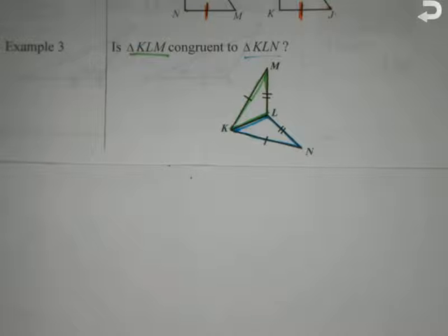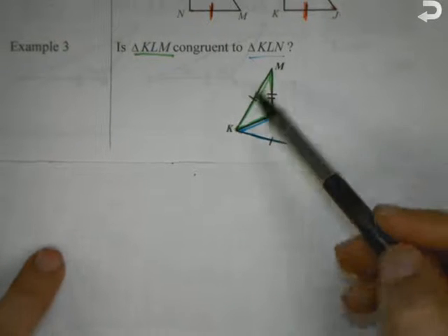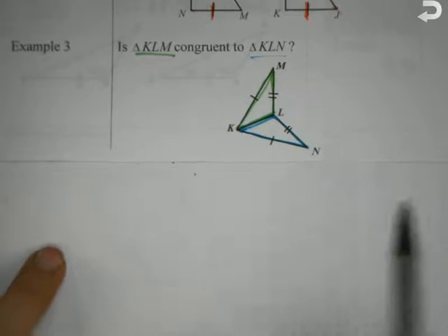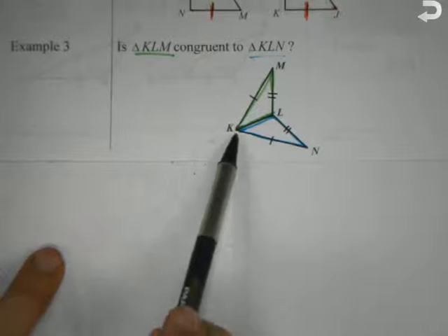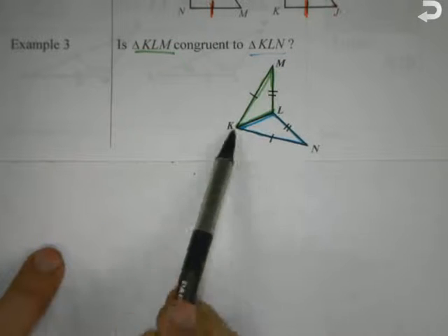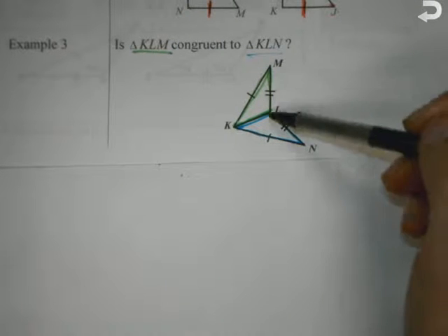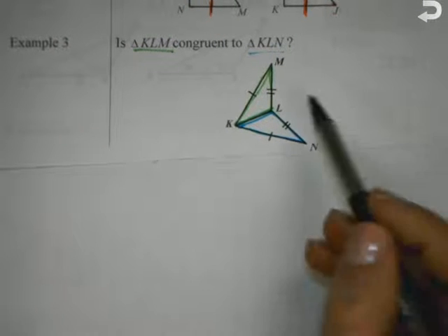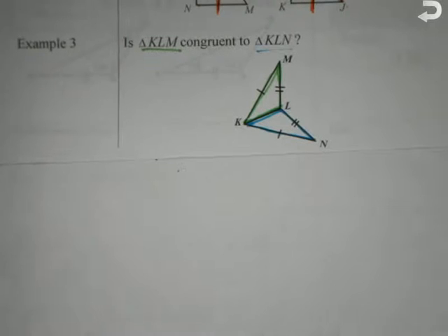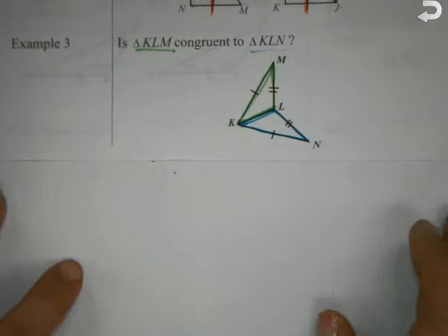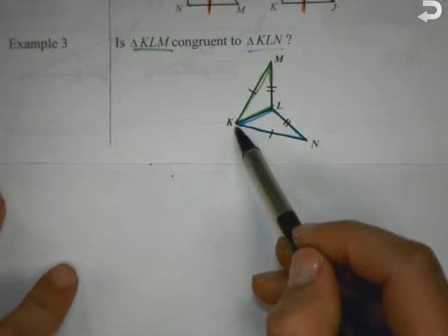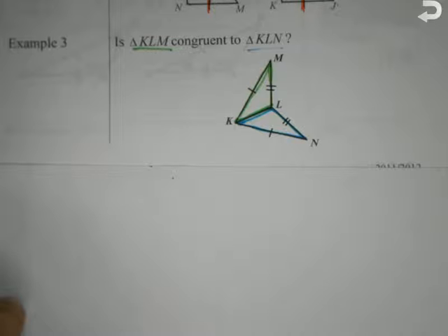KM is congruent to which line? KM and KN, right? So that's one side that is congruent. ML is congruent to LN, so that's two sides. I need my third one. Is KL congruent to KL? Yes, because they're exactly the same. So are these two triangles congruent? Yes, they are.